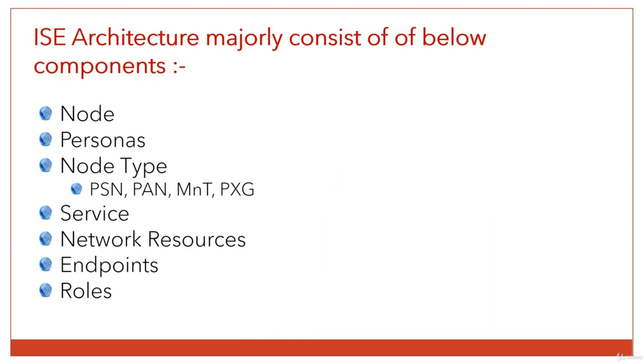Now again, I'm going to define what it means by node, what it means by personas, what type of services we have, what network resources, endpoint and role. Each and everything we are going to understand, but at this point of time we should understand the services: PSN, administration that is PAN, MNT monitoring, and pxGrid. Mostly in the production environment, you have to understand at least PSN, PAN and MNT. So let's understand each one by one.